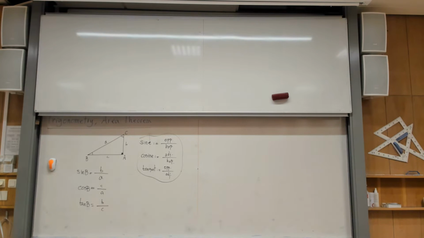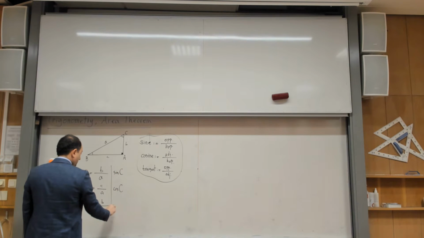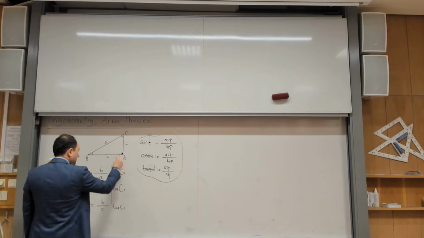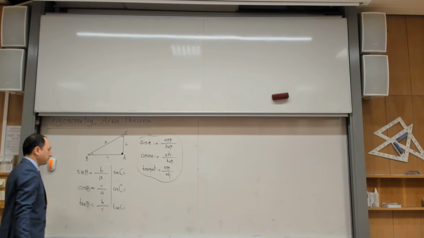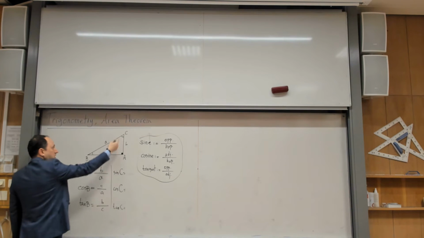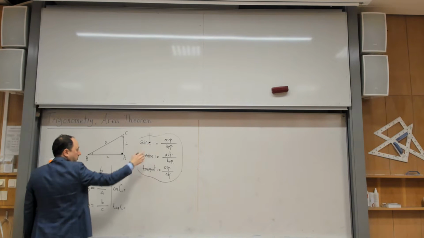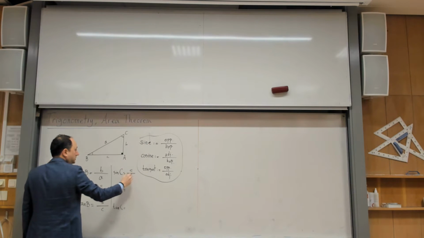Yes? I can talk about sine of C. I can talk about cosine of C. I can talk about tangent of C. Because C is also an acute angle in the same right angle triangle. So what is sine of C? Sine of C means opposite to C is C, because sine is opposite divided by hypotenuse. So it becomes C over A.